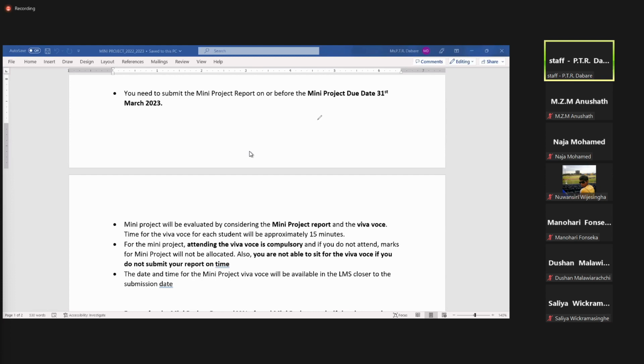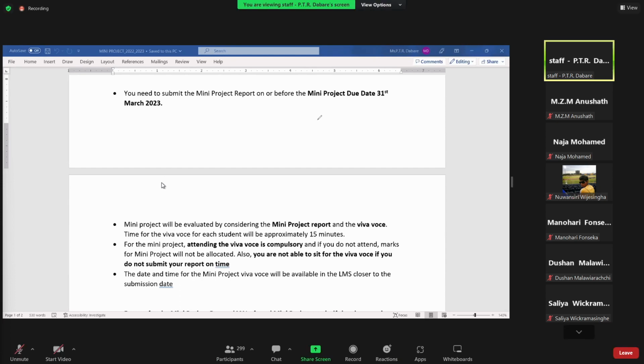You need to sit for and attend the Viva work. And just attending is not enough. You need to get more than 40 marks. The date and time for the mini project Viva work will be available in the LMS closer to the submission date. Right?